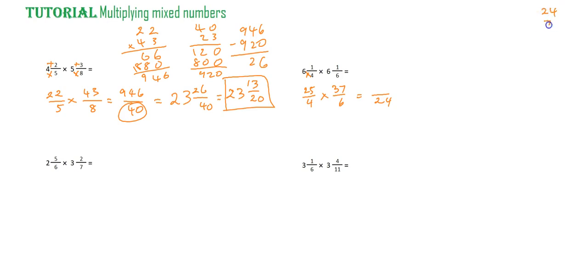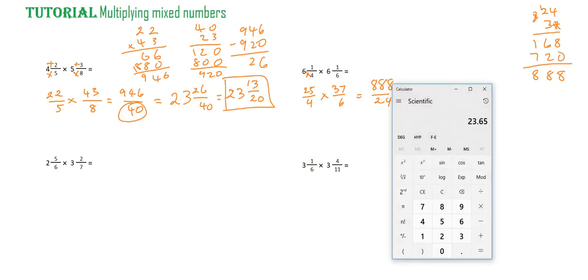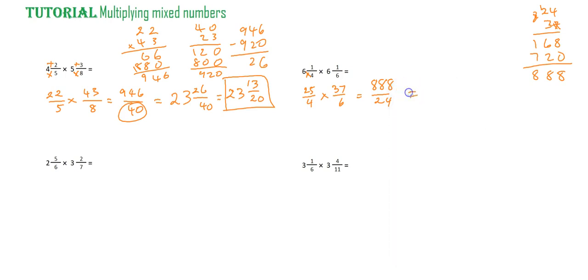And let's solve. So 7 times 5 is 35, 3 times 5 is 15, 3 times 4 is 12, 3 times 2 is 6, plus 1 is 7. So we're looking at 888. So let's use our calculator again. So 888 divided by 24 gives us 37 exactly. Lucky.